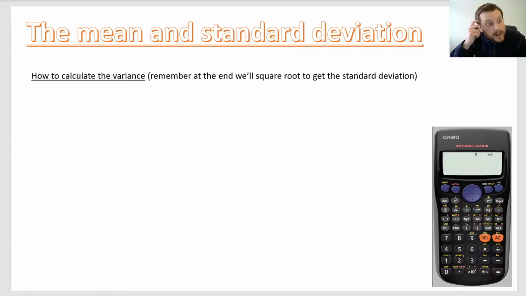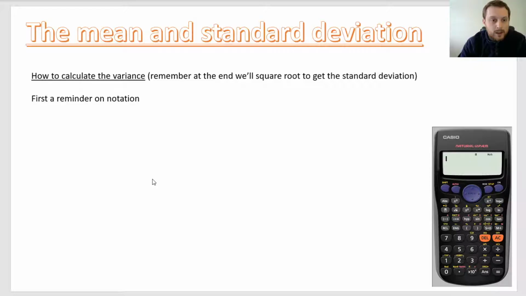So, how to calculate the variance, right? It turns out to be a bit easier to explain how to calculate the variance, just because if you can calculate the variance, then just square root it and you've got the standard deviation. So the standard deviation is just one more step after you've calculated the variance. Okay, so we're going to learn how to work out the variance.